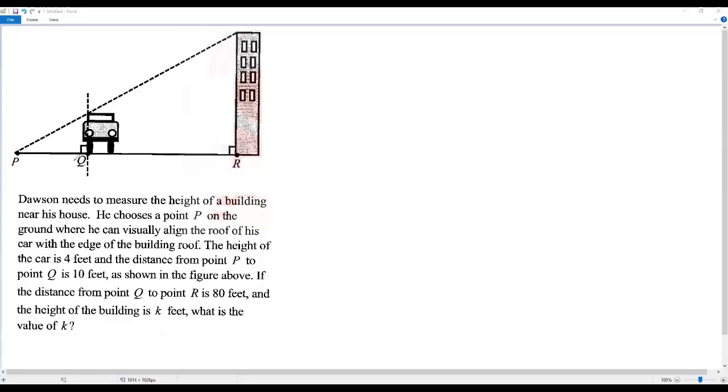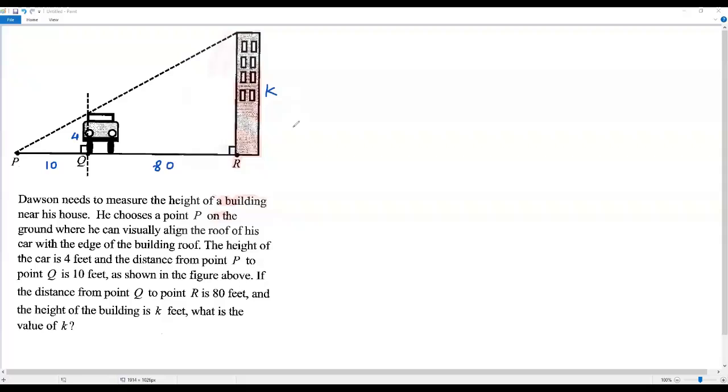Okay, here it is given the height of the car is 4 feet, the distance from point P to point Q is 10 feet, the distance from point Q to point R is 80 feet, and the height of the building is K. So we have to find the value of K. That means we have to find the height of the building.